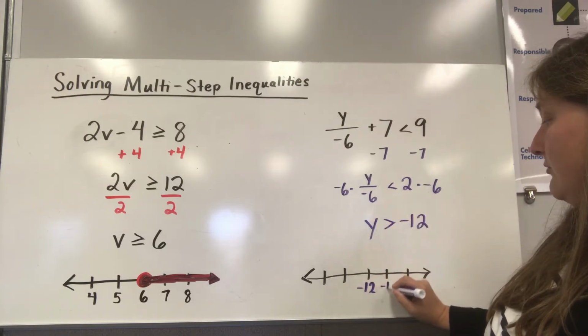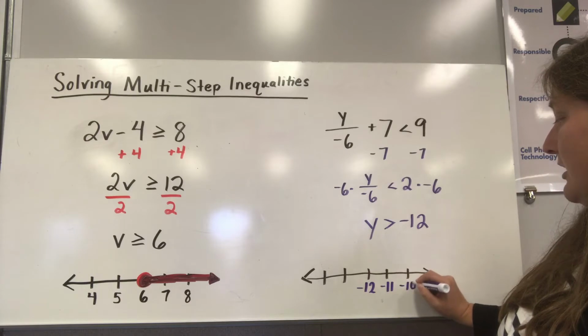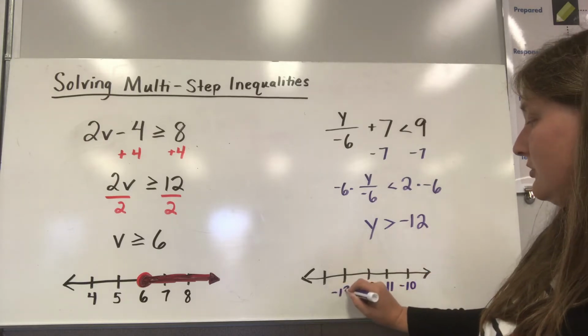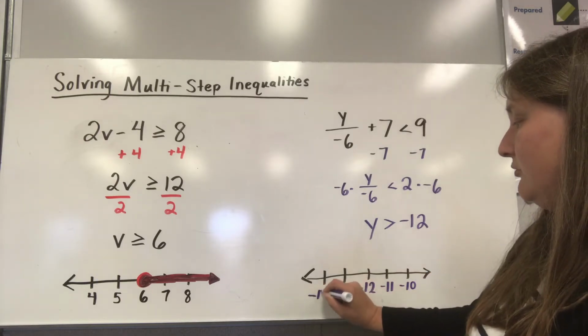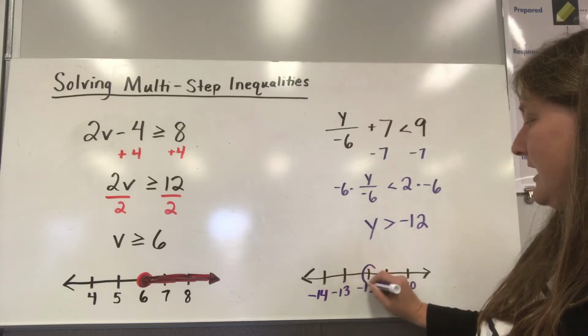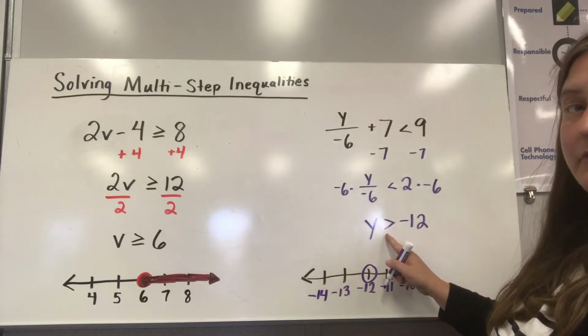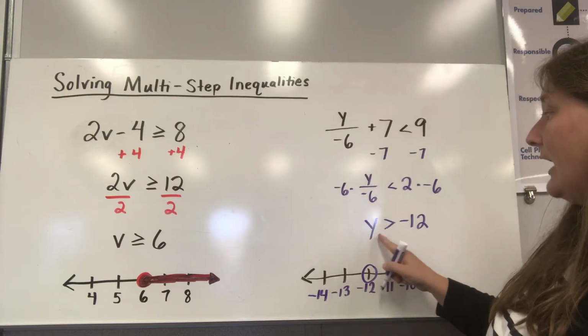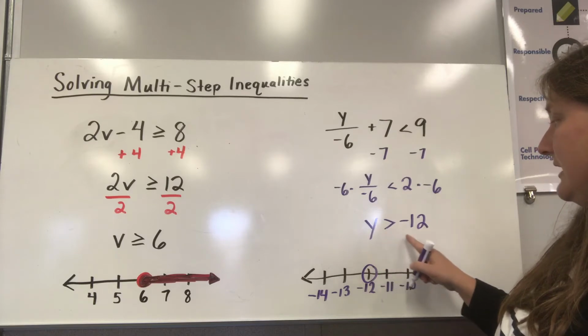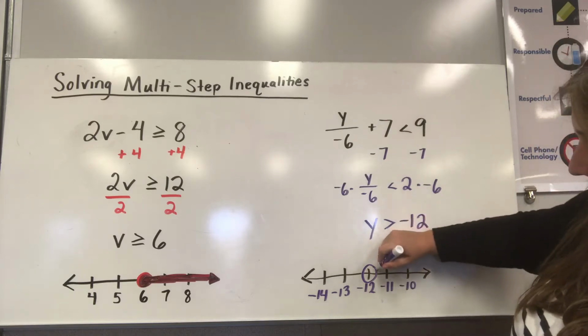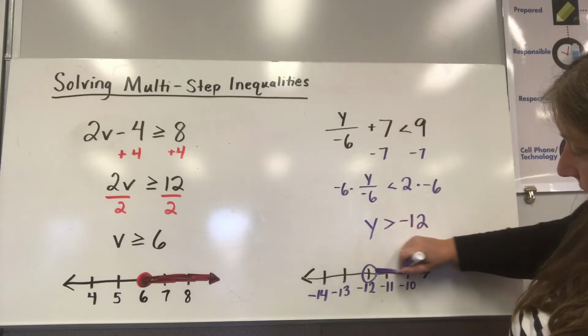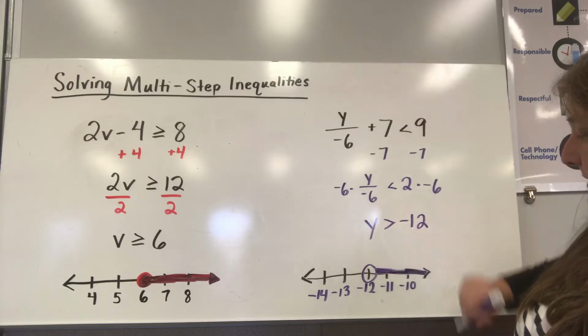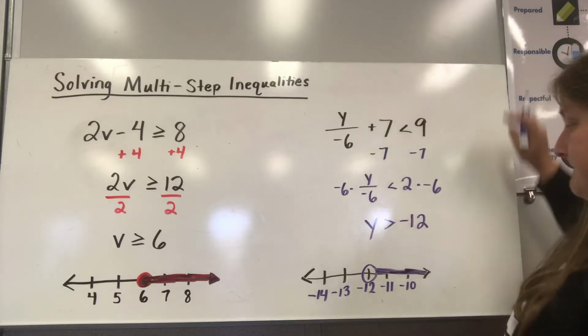When I'm making my graph, I want to make sure to put an open circle at negative 12 because y cannot be equal to negative 12. There's no equal here. y can be things that are larger than negative 12. So I want things like negative 11, negative 10, and so on. So I'm going to highlight on my graph to the right.